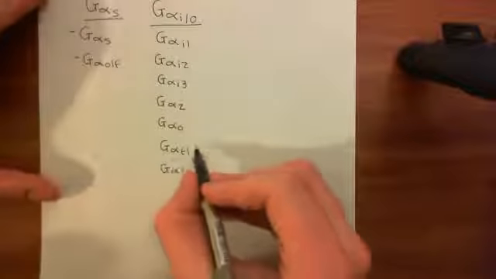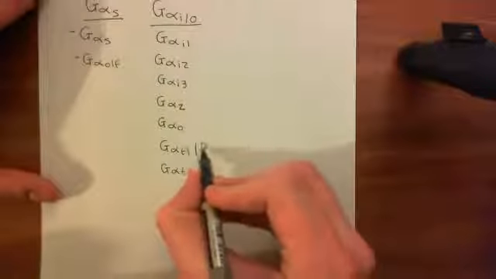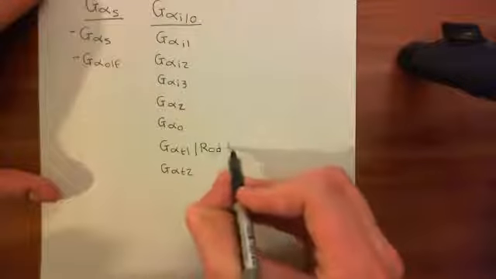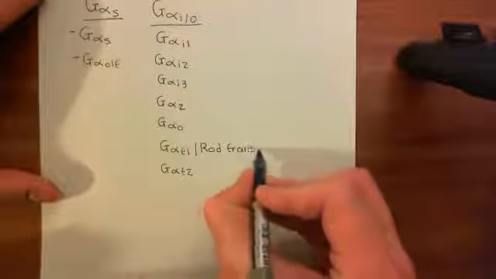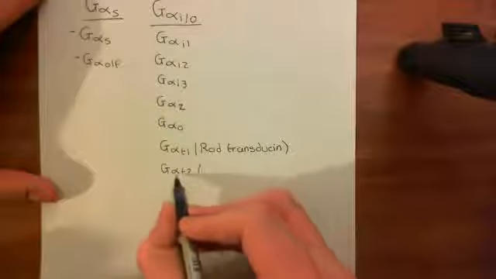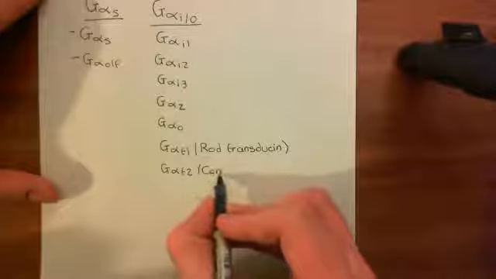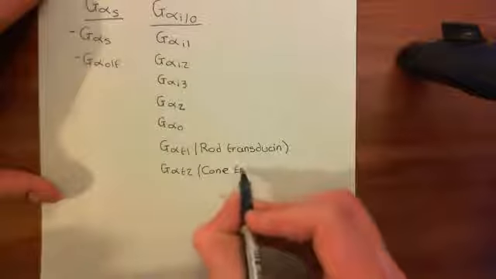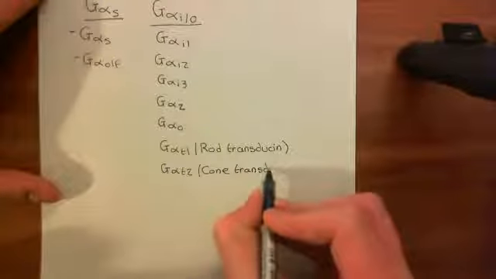Now the alpha subunit of transducin in rod cells is G alpha T1. So this is the alpha subunit of rod transducin. And the alpha subunit of transducin in cone cells is G alpha T2. So this is the cone transducin alpha subunit.